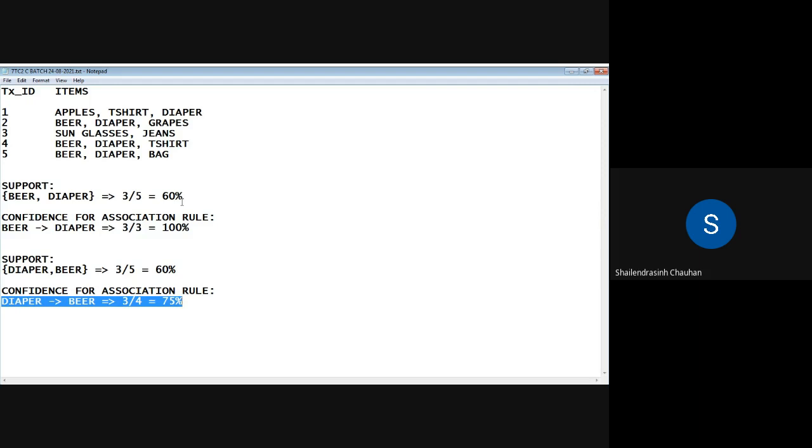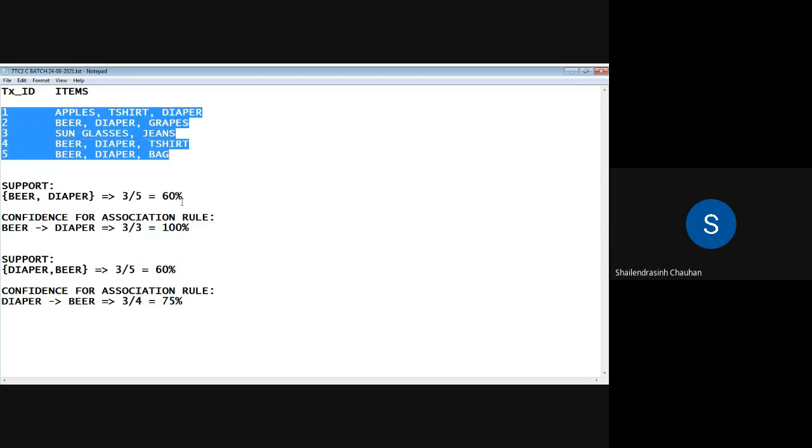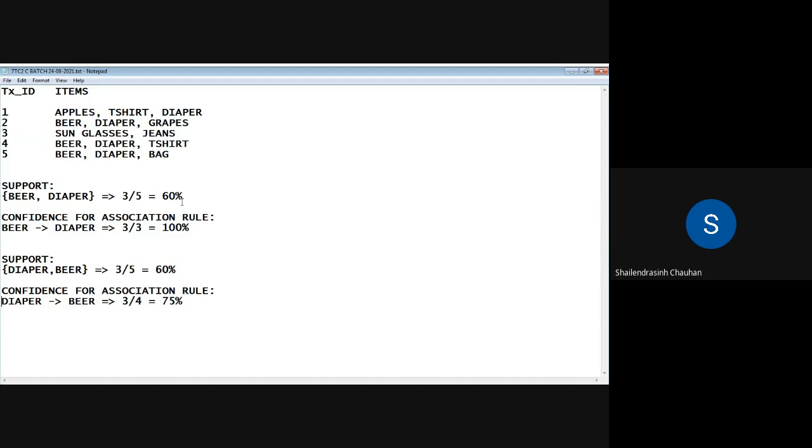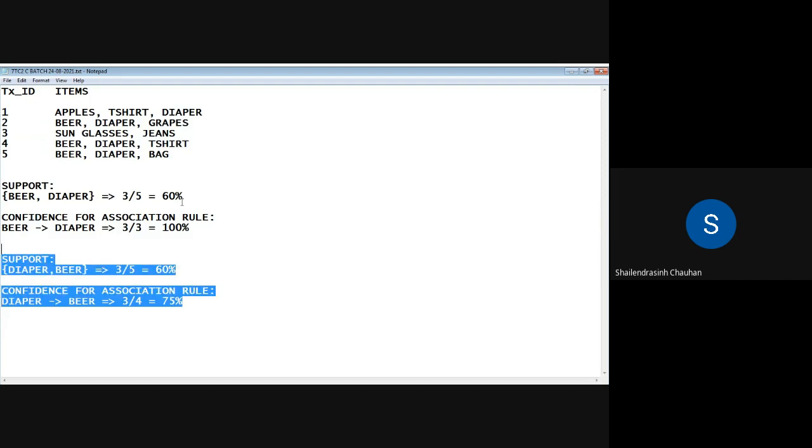In other words, in the transactions wherever you have beer, you also have diaper in all of those transactions. And in whichever transactions you have diaper, out of those transactions, 75% are transactions where you also have beer. Okay, so that is how you can find out support and confidence.